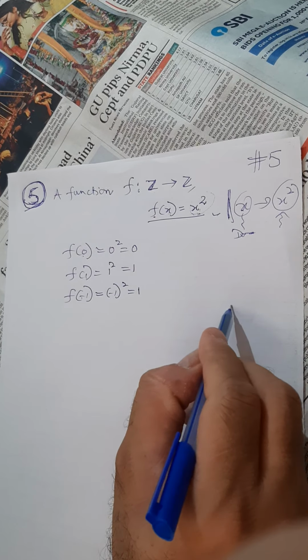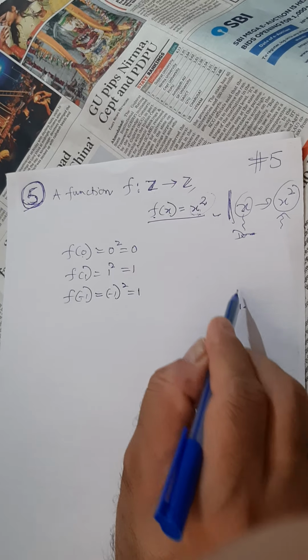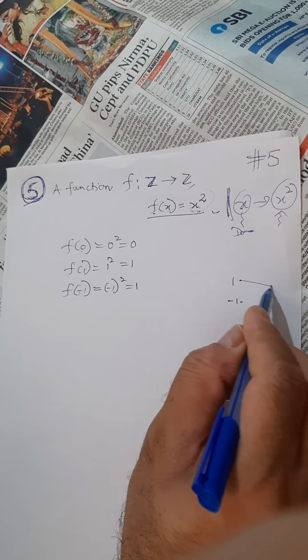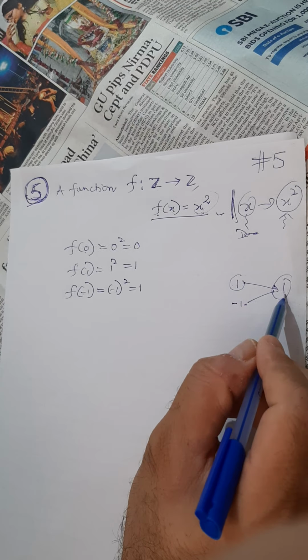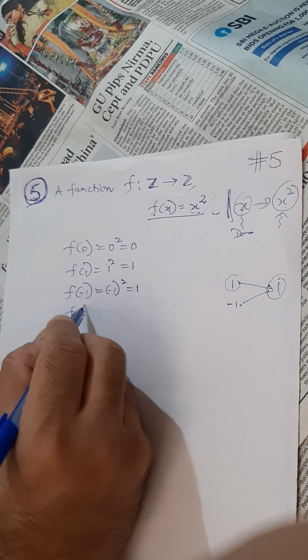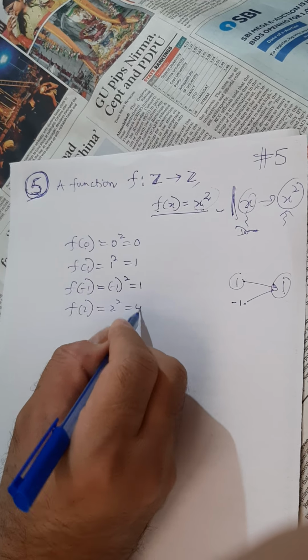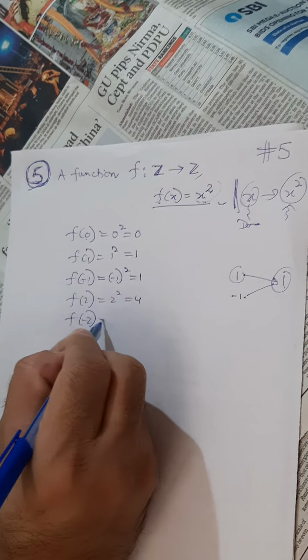Here minus 1 and 1, remember, this is minus 1, this is 1 for example. Both go to 1, and it is quite possible in a function. Remember, numbers should have a unique image. If I take 2, then 2 square, which is 4. If I take minus 2, then minus 2 square.